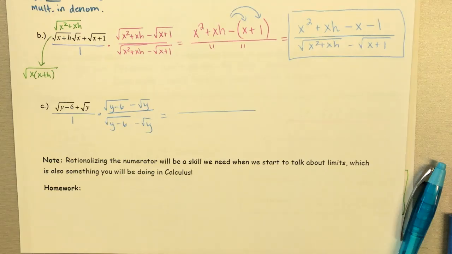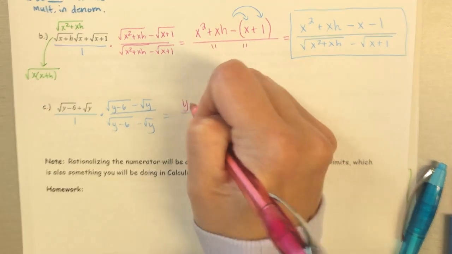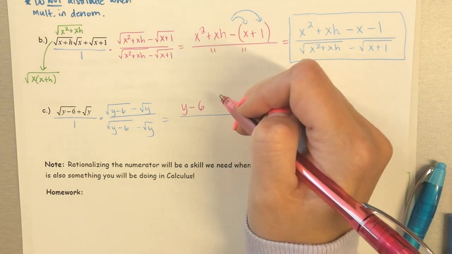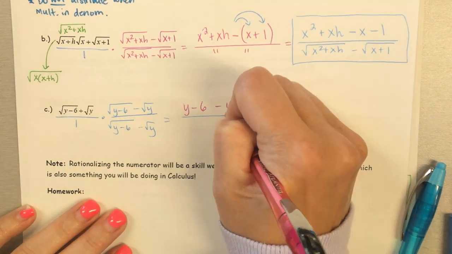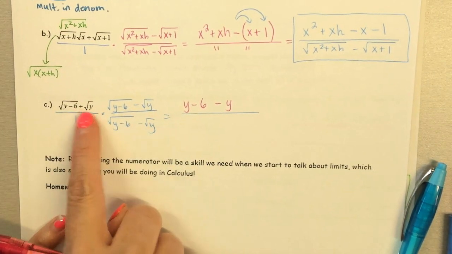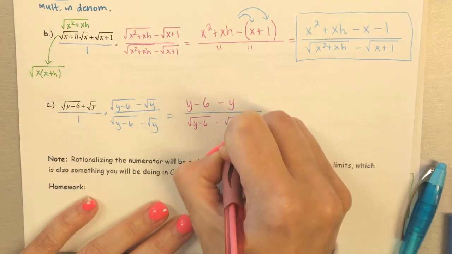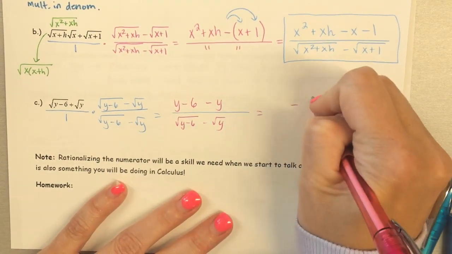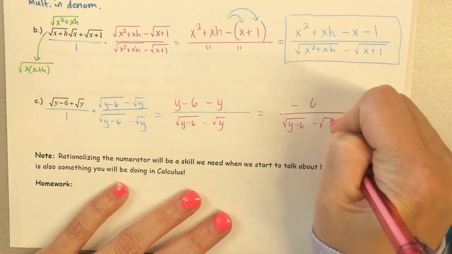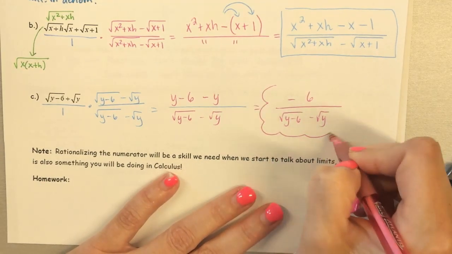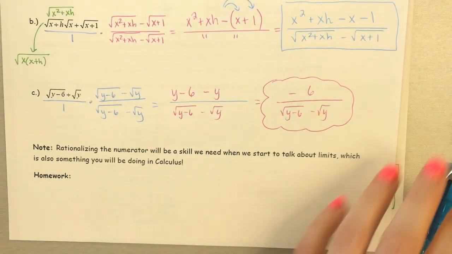When you're multiplying, just remember any root multiplied by itself is going to be that radicand. Root y times root y is going to be y, and then they're opposite, so it'll be a negative. And then the y's will cancel, so you'll have negative 6 divided by the square root of y minus 6 minus the square root of y. That's going to be your final answer there.